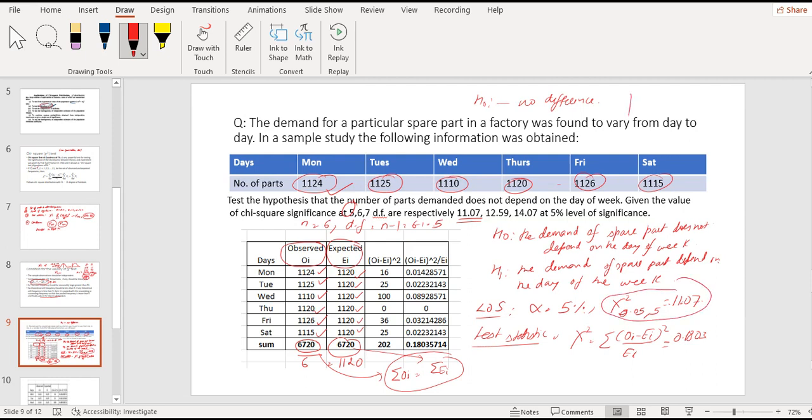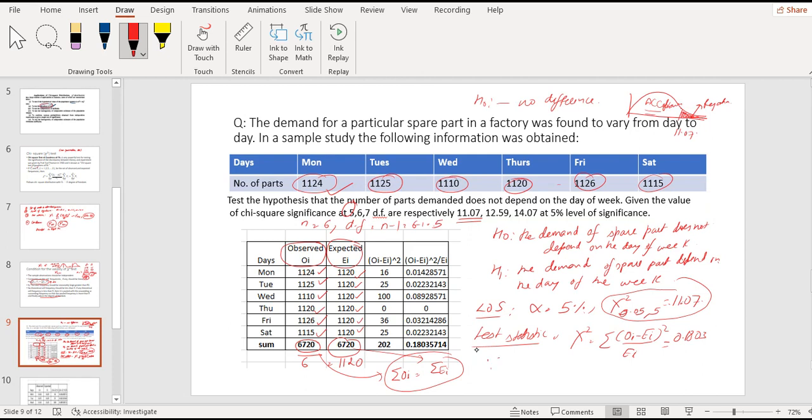Like I told you, chi-square is basically a right-handed distribution only, so in this case we have applied a right tail test only. If the critical value is 11.07, the region to the right of this point is the region of rejection. The region of rejection is where the calculated chi-square is greater than this. Because the value is smaller than this, it falls in the acceptance region.